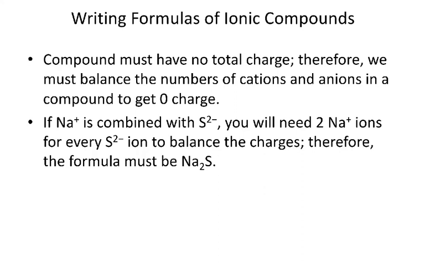So the whole idea behind writing formulas of ionic compounds is that while it's composed of ions, the total compound has to have no charge. The charges of the positive ions have to cancel out the charges of the negative ions, and vice versa. So if we're going to make an ionic compound between sodium ions and sulfur ions, because sodium has a +1 charge and sulfur ions have a -2 charge, in order to combine these so the compound overall is neutral, I need 2 sodiums for every 1 sulfur. And so the formula of sodium sulfide is Na2S.